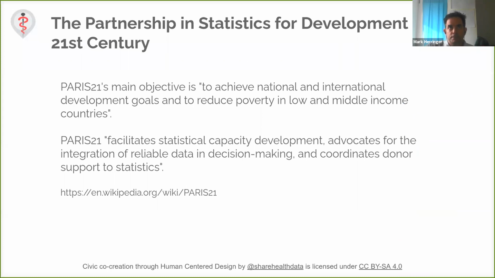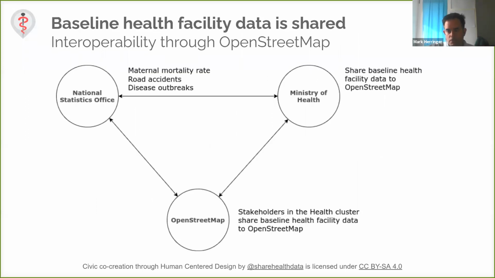If you look at the Paris 21 objective to achieve national and international development goals and reduce poverty in low and middle income countries, this is something which is easier said than done. And OpenStreetMap is one of the tools at our disposal, which is being used by academic institutions to address and understand how best to tackle this problem. And so we have an approach that we're working towards, which is to establish this interoperability between the National Statistics Office, the Ministry of Health, and OpenStreetMap.